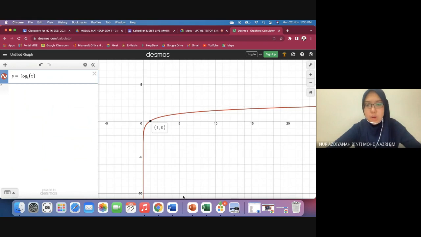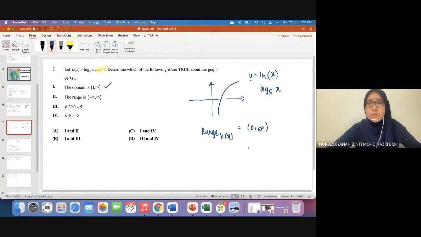Kalau x is greater than 1, that is why kita punya range kena ambil coordinate dia kat sini. Untuk y sama dengan log base 5 of x ni, coordinate kita kat sini adalah (1, 0). So sebab tu, bila domain kita start from 1, range kita akan ambil bahagian yang di sebelah atas ni. So range yang ni akan salah lah. Range ni salah, but range kita adalah 0 to infinity.